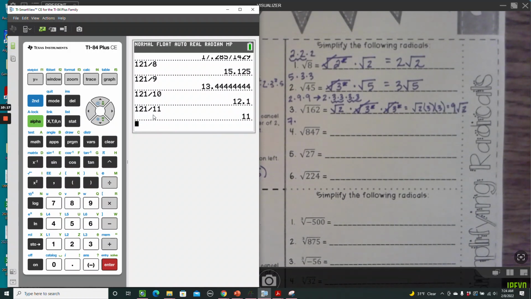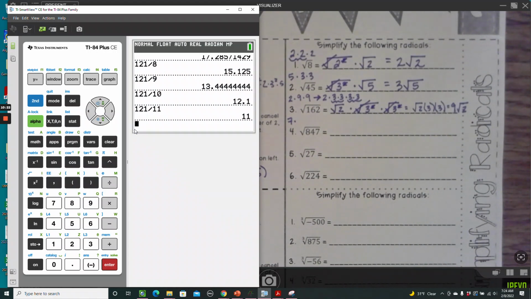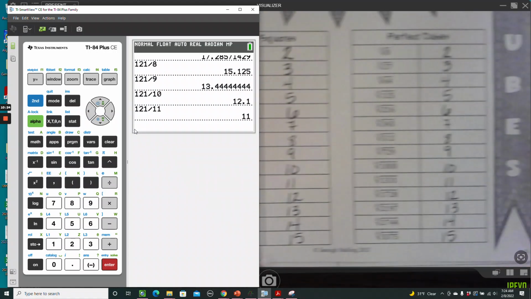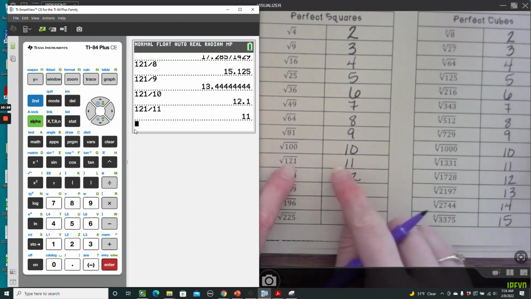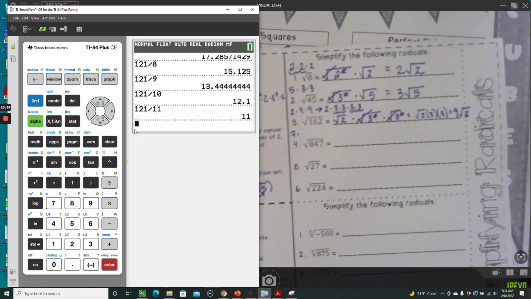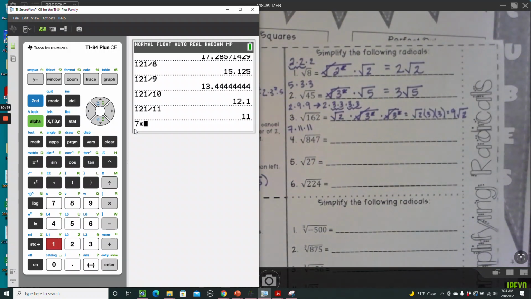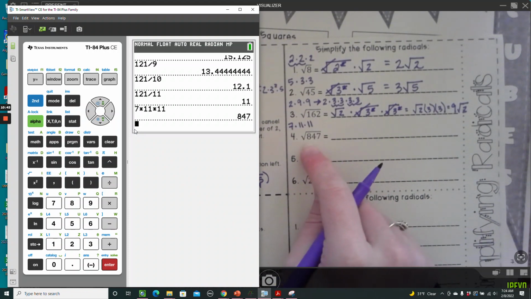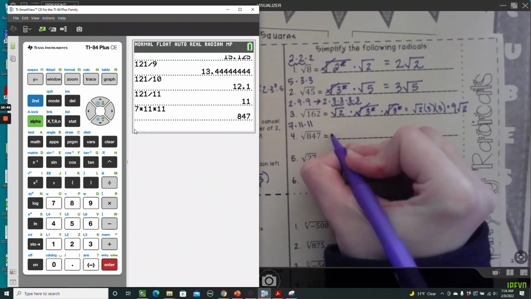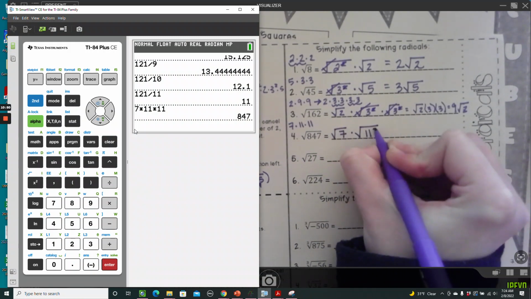11. Now, here's where this other page comes in handy. We know we have this 121 here. If you look at this other page, you can look for those numbers. Here's that 121, and the square root of 121 is 11. So we know that 11 times 11 gives me 121. Again, working backwards, 7 times 11 times 11 gives me 847. So I'm going to have the square root of 7 times the square root of 11 squared.